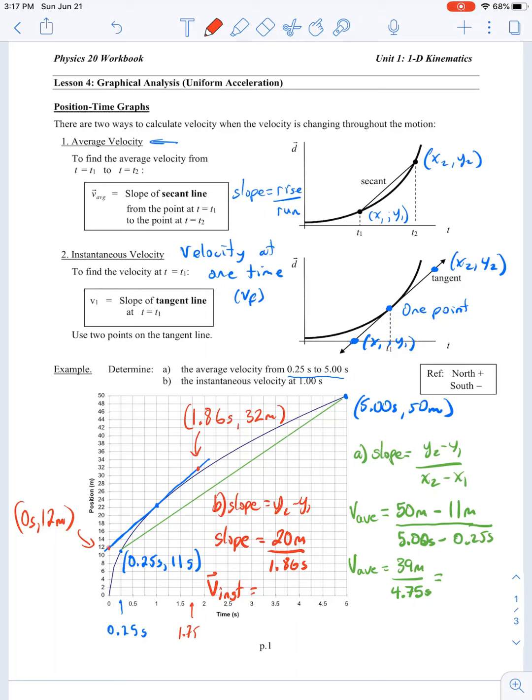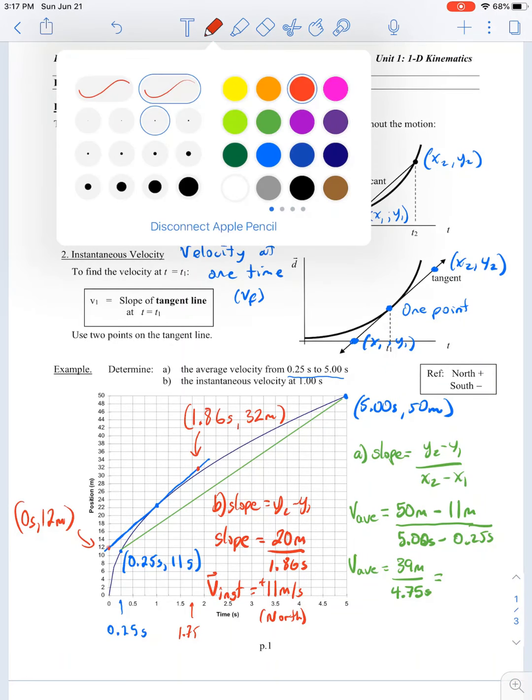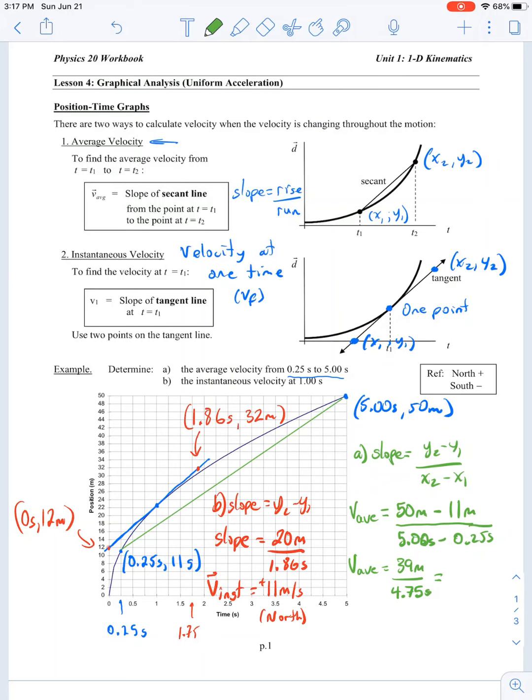So if I take 20 meters, divide by 1.86 seconds, I'm getting a value of 10.75. So I'm going to say that's 11 meters per second. It's a positive value, and so we would then give this a direction as north. And then back over to the other average velocity, if I take 39 and divide by 4.75 seconds, then I also get a value over here of 8.2 meters per second. Again, it's also positive, and so that tells me that this direction is north.